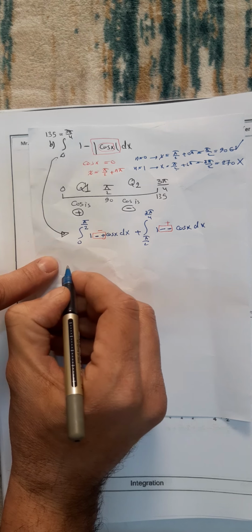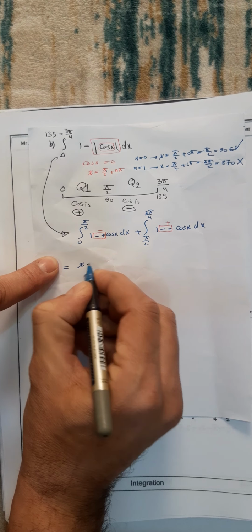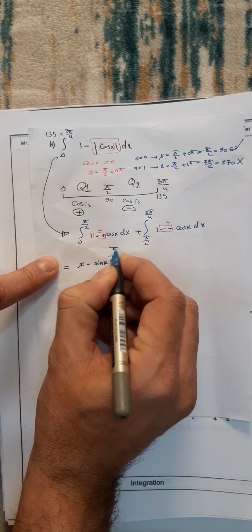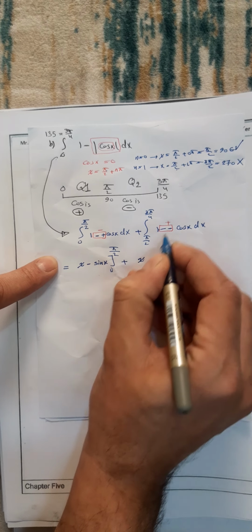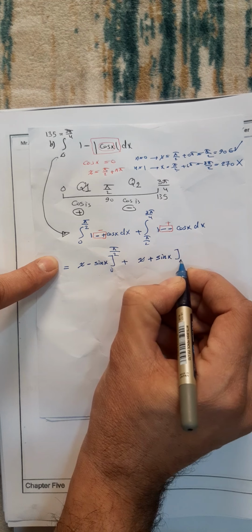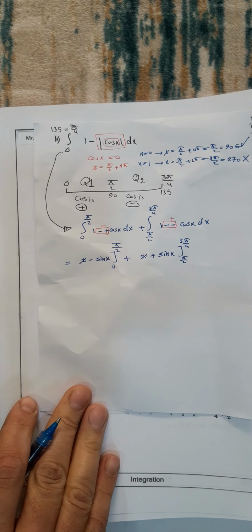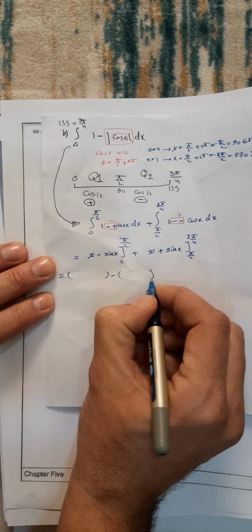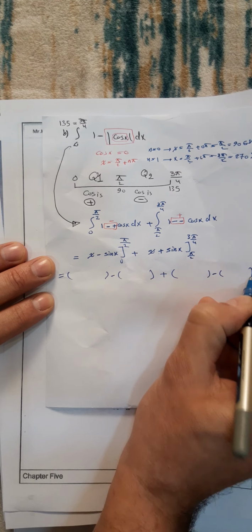So this is equal to the integral of 1, which is x, minus the integral of cosine, which is sine, from 0 to pi over 2, plus the integral of 1, which is x, plus sine, from pi over 2 to 3 pi over 4. Take the two brackets: the sign between is minus for the first and plus for the second.